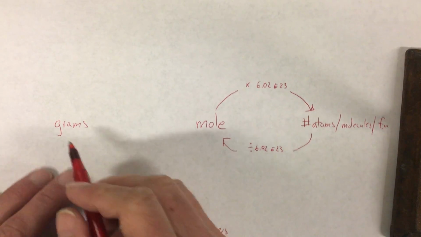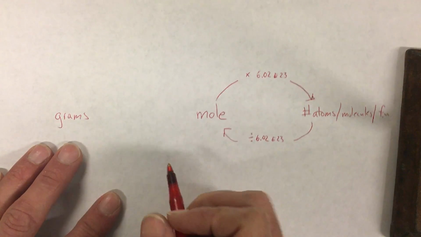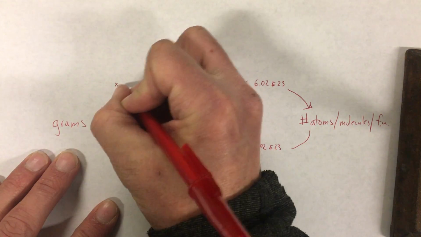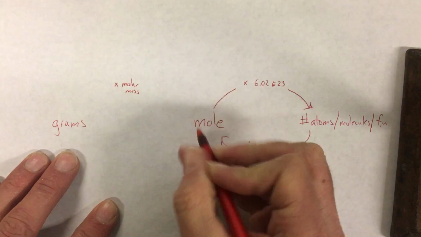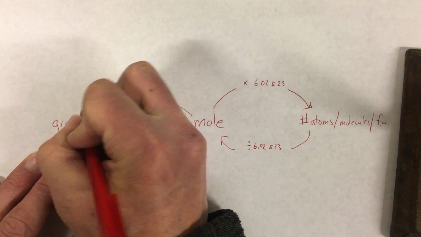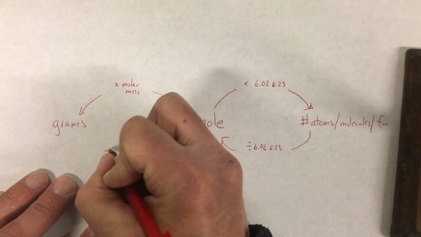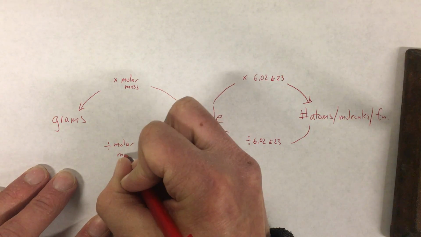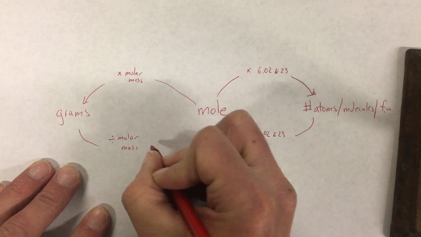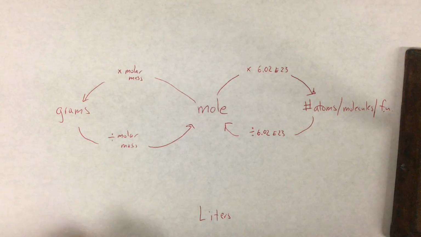Likewise, if I'm dealing with the relationship between grams and moles, I'm going to be using the molar mass. I'll be multiplying to go from moles to grams, and I'll be dividing by the molar mass to go from grams to moles.